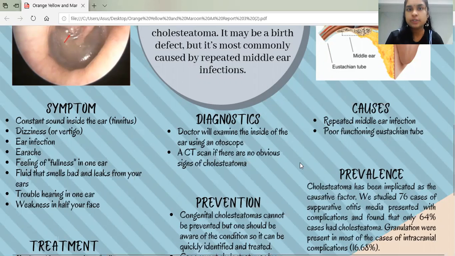Now, what causes cholesteatoma? Cholesteatoma is caused by repeated middle ear infection. It is also caused by poor functioning of the eustachian tube.